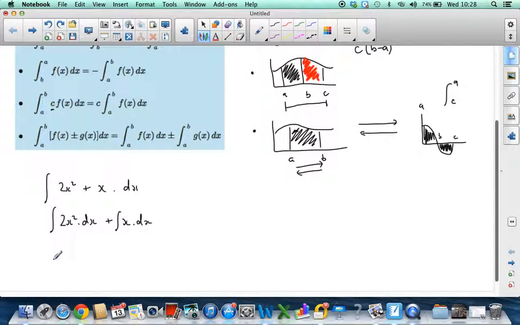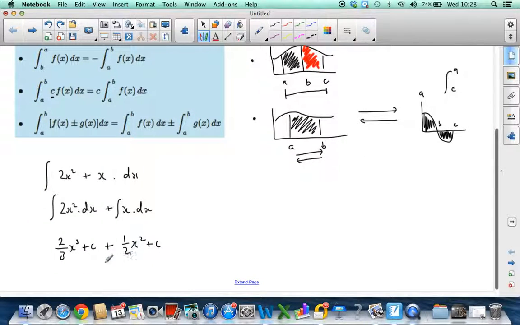So in this case here, just running through that one quickly, that would be 2 on 3 x cubed plus c, plus a half x squared plus c. Now because I've got a constant and a constant, it's still going to be a constant, so this will be 2 on 3 x cubed plus a half x squared plus c.